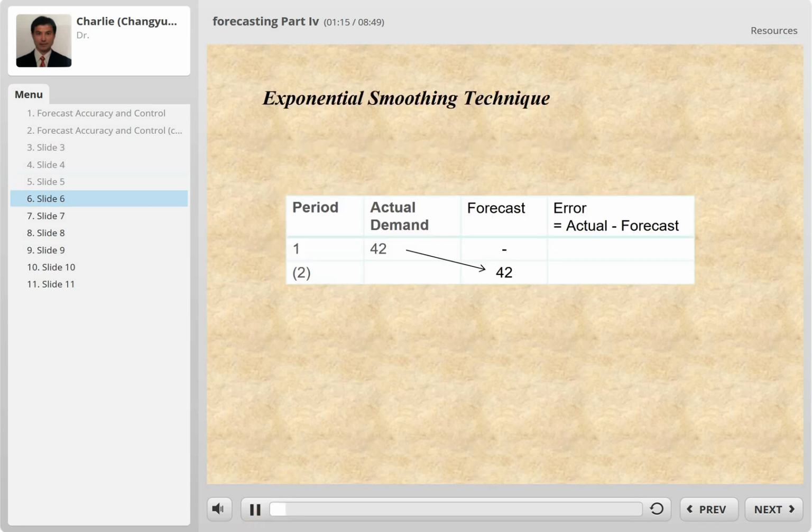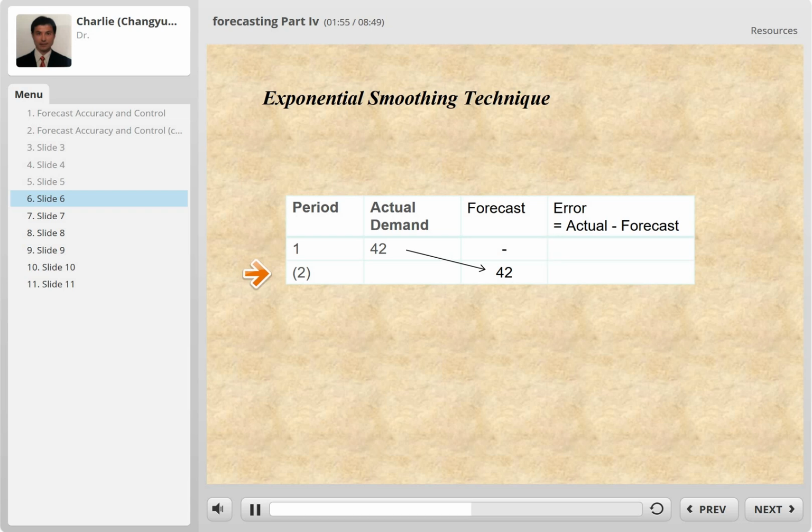Let's go through this exponential smoothing technique using an example. Suppose first we are at the end of period 1, and actual demand is 42. There is no information available before period 1. There is nothing we can learn from the past, so we don't do any forecast for period 1. Since we do not have any forecast for period 1, we do not have any error here either. So basically period 1 is just the starting stage. We don't do anything about it.